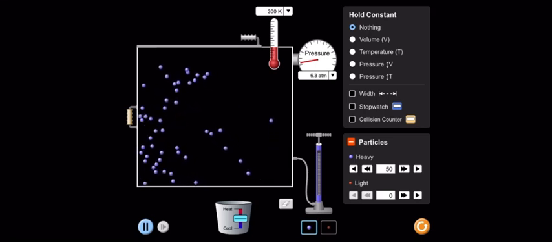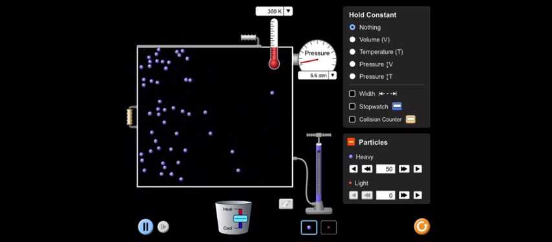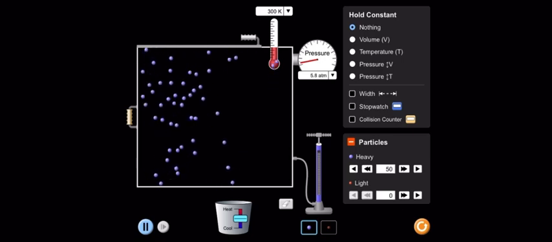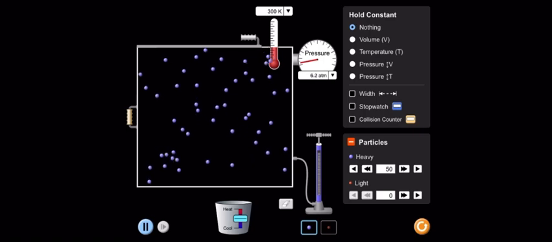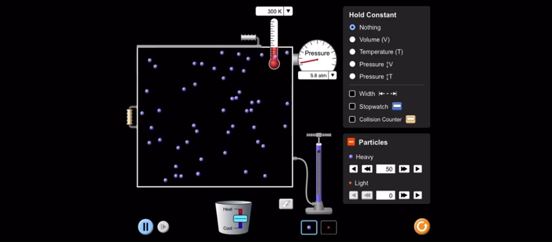So guys, as you can see, the temperature is 300 Celsius and the pressure is, how can I say, nearly 5.5 to 6.2 or 6.3, no difference.